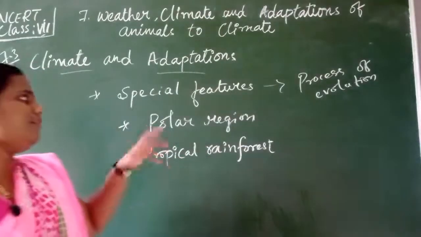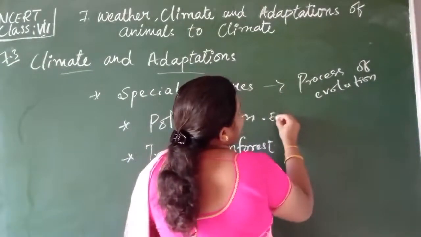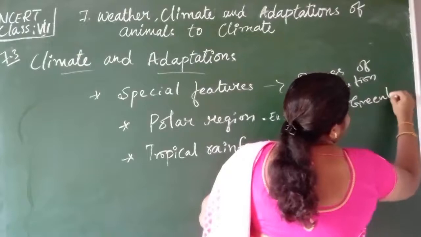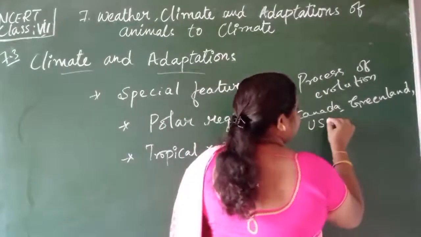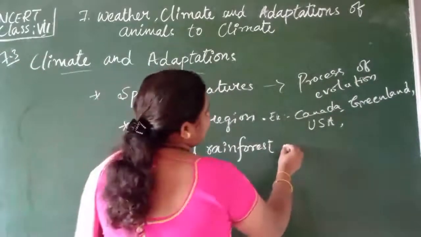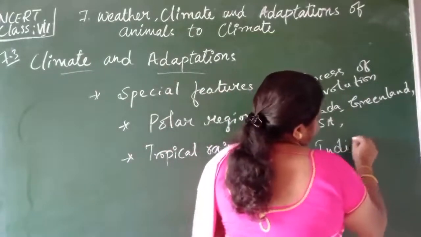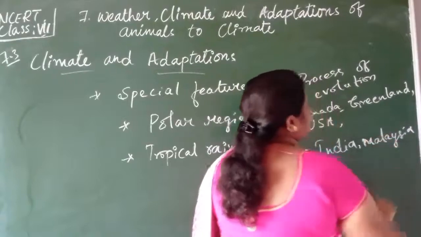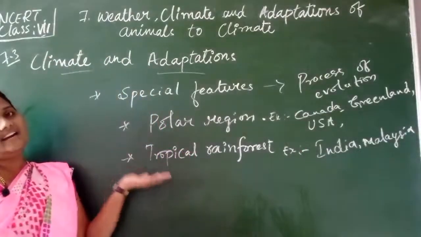Especially, children, a few countries where we can find the polar region are, for example, Canada, Greenland, then Alaska of USA, etcetera. Then when we discuss the tropical rainforest, this type of climate you can find in India, Malaysia, then Uganda. All such countries have tropical rainforest.